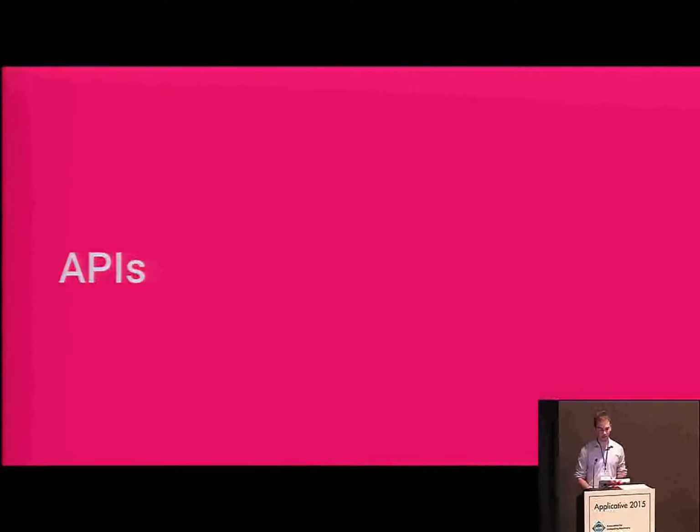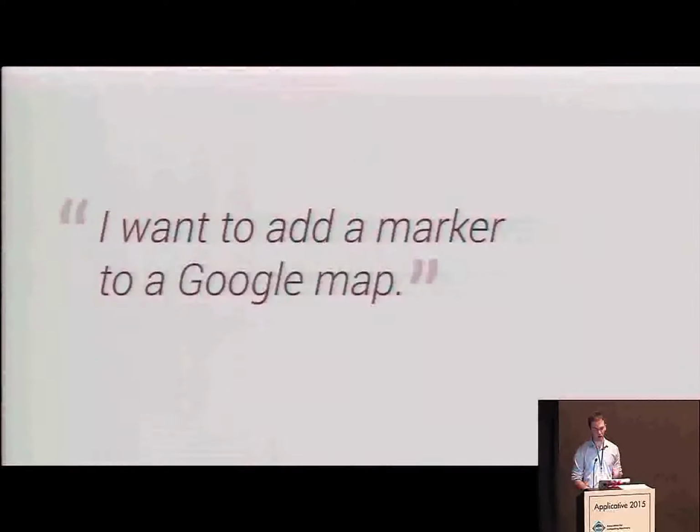So the final thing I mentioned was APIs and non-visual elements, and expressing APIs as elements. So this is subtle but also really powerful. So let's say I want to add a marker to a Google map. Relatively straightforward need. I want to get a map marker and add it to Google Map.